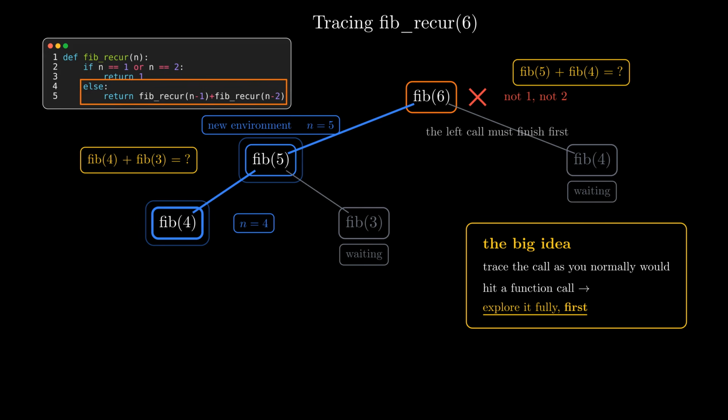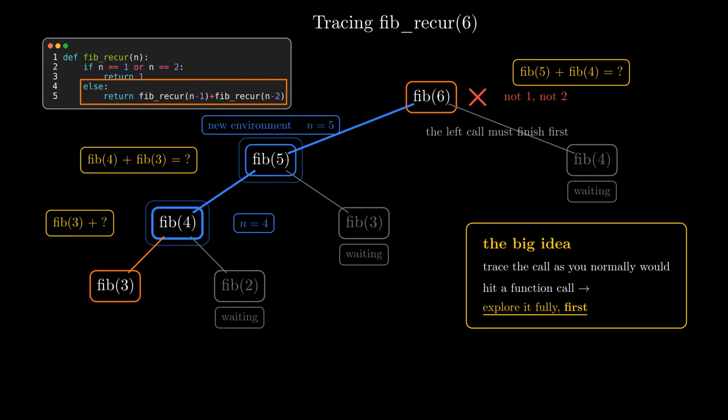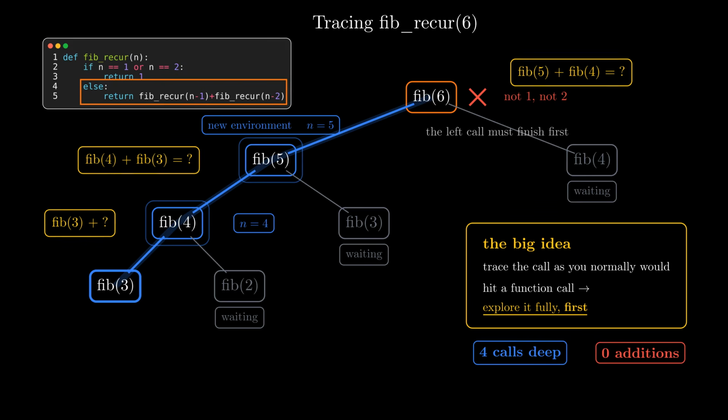Fibonacci of 4 opens yet another environment and heads into its own recursive step. Fibonacci of 3 plus something, and we cannot know the something yet, because Fibonacci of 3 has to be explored first. Look at where we stand. 4 function calls deep, and no visible work has been done.